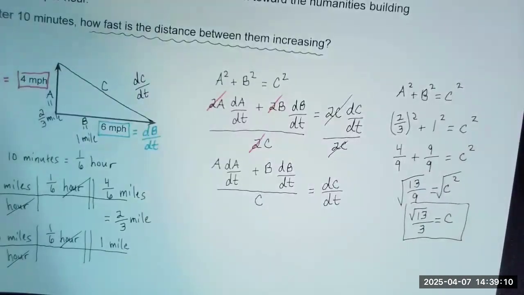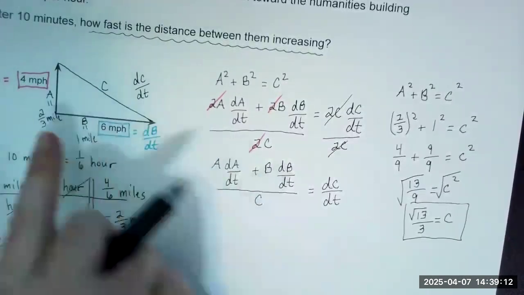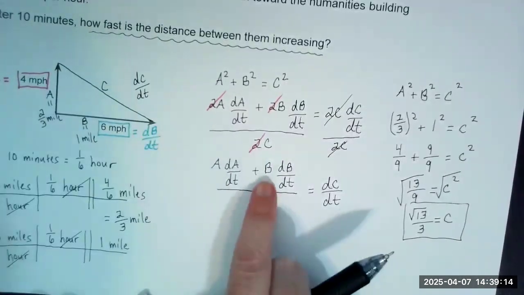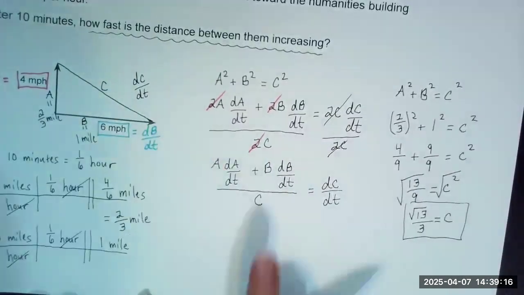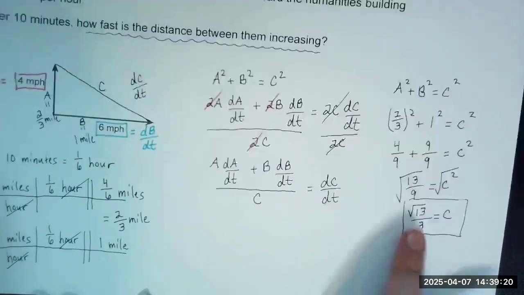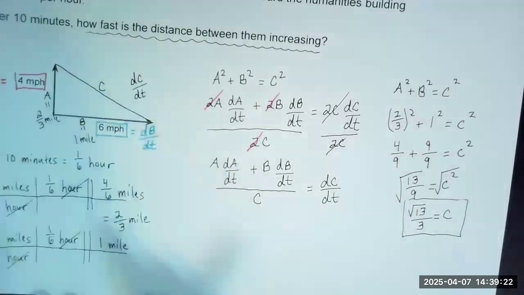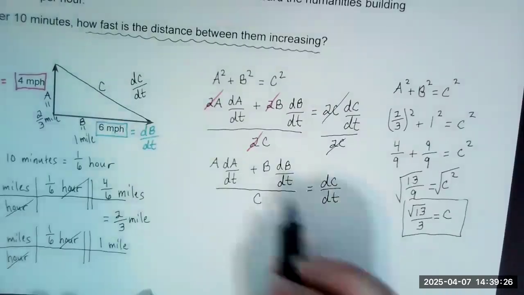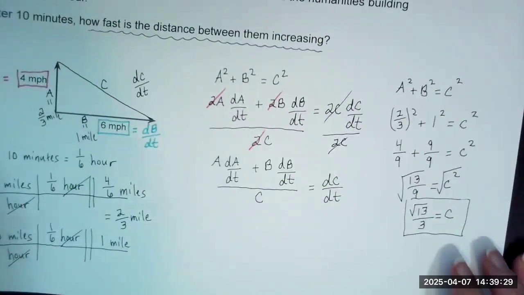Okay. So I now have my A value. That was the 2/3. I now have my B value. That was the 1 mile. I now have my C value. That's the square root of 13 over 3 miles. And then the 2 rates, the dA/dt, that's the 4 miles per hour, and the dB/dt is the 6 miles per hour. So I have everything I need.